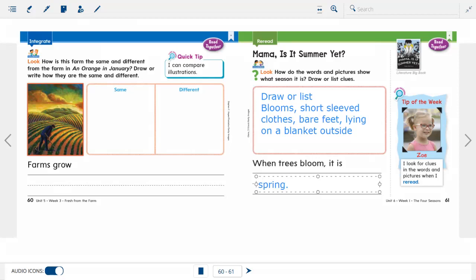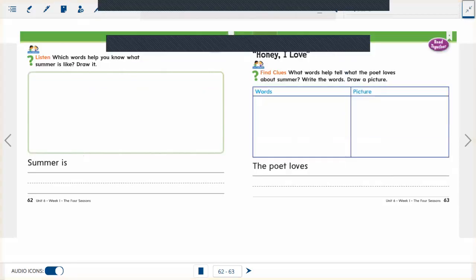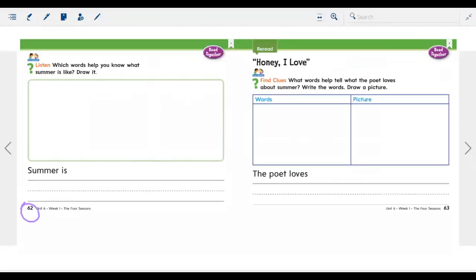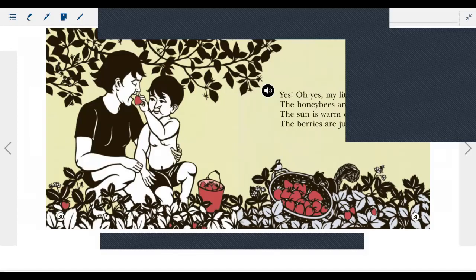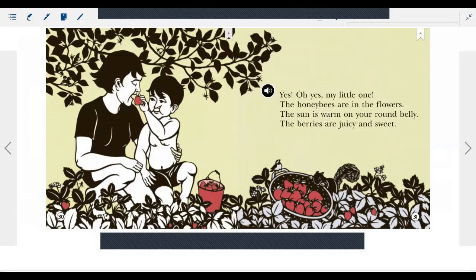All right, let's turn our page over. We are on page 62 now of our close reading companion. Which words help you know what summer is like? Draw it. So let's go back to our story so we can find some clues. Let's listen to this page again.